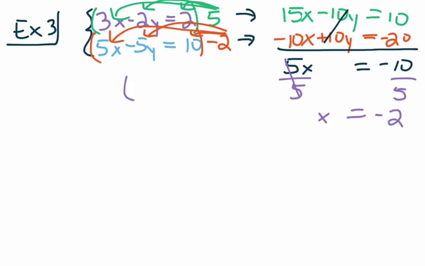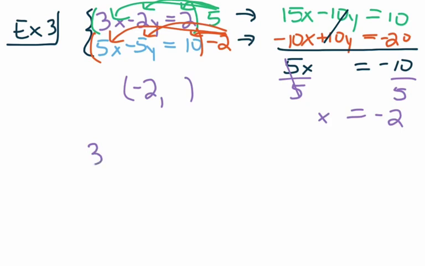So the first value of my ordered pair, my x value, is negative 2. Now I'm going to take this negative 2 and substitute it back into one of my equations up here. Don't substitute it into one of the equations that we multiplied, because we'd be dealing with bigger numbers. Substitute it back into one of the original equations. I'm probably going to choose the purple equation here, just because it's got smaller numbers.